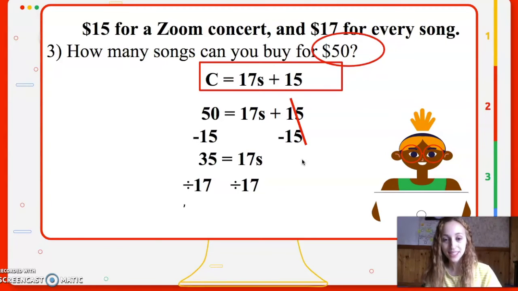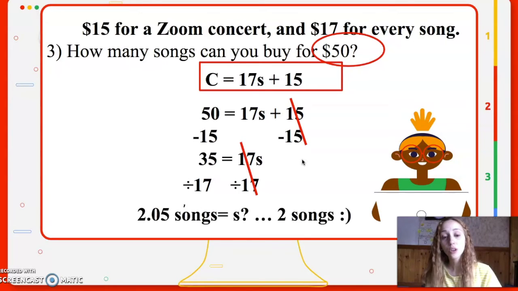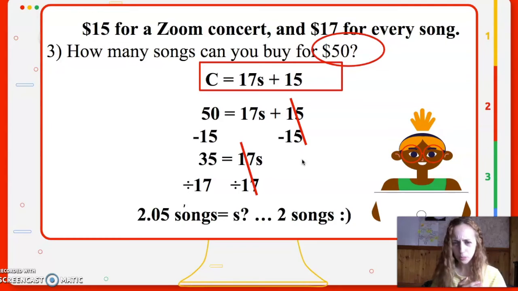We divide by 17 on both sides, and we are left with 2.05 songs, which is not really something you can buy, right? I mean, if I buy 2 songs and 0.05 of a song, what? That doesn't make sense. So that means you can buy 2 songs and then you're done. You might have a little money extra.